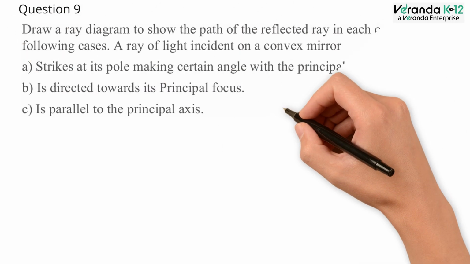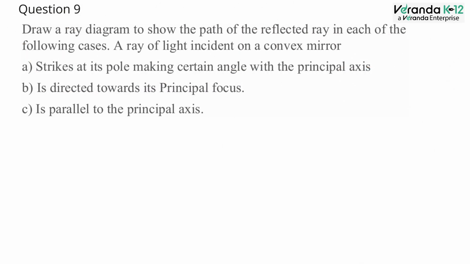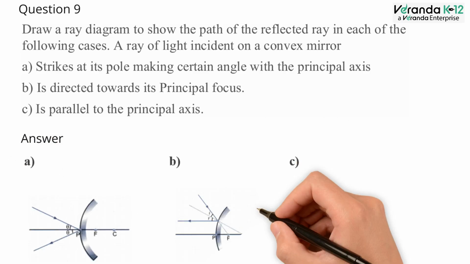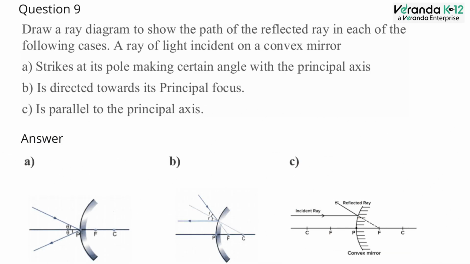Moving on to question 9. Draw a ray diagram to show the path of the reflected ray in each of the following cases. A ray of light incident on a convex mirror: A, strikes its pole making a certain angle with the principal axis; B, is directed towards the principal focus; C, is parallel to the principal axis. Answer. The adjacent diagrams show the ray paths for the cases asked in the question.